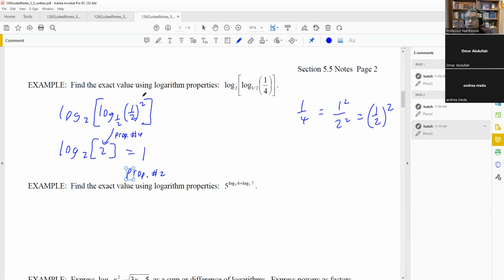The first property we used to simplify the part inside the brackets. We got a 2, and then it turns into a 1 because of property number 2. So we used 2 different properties on that one.